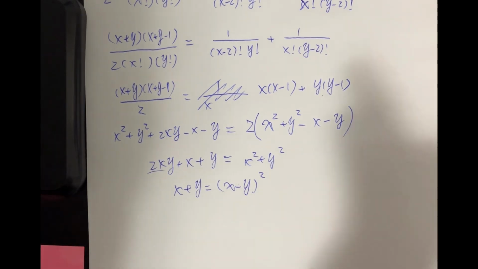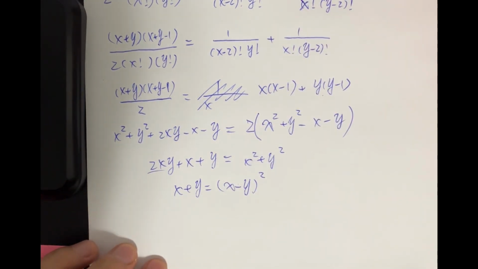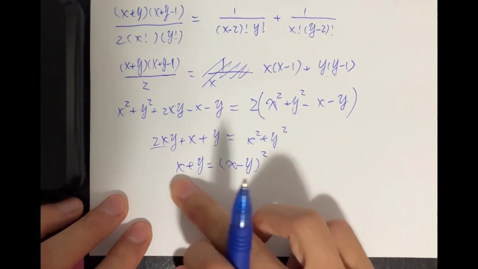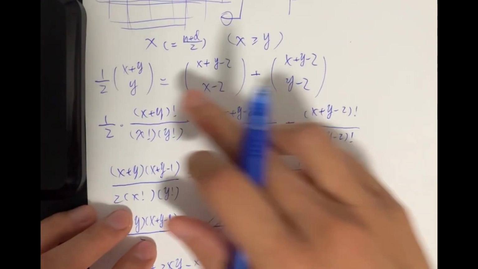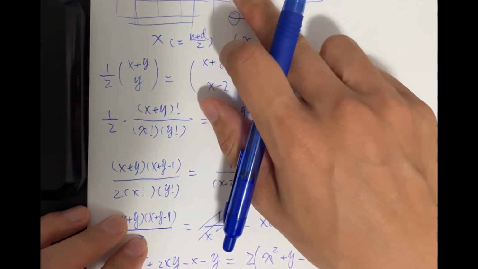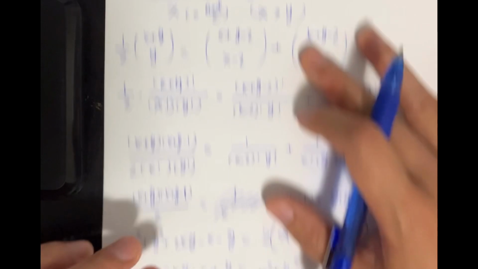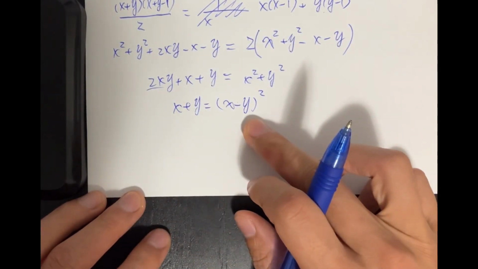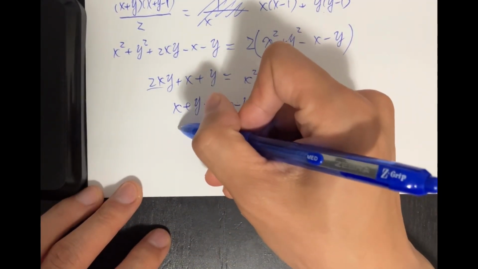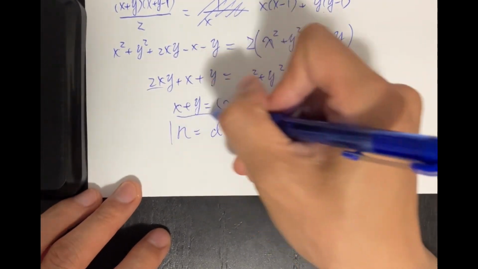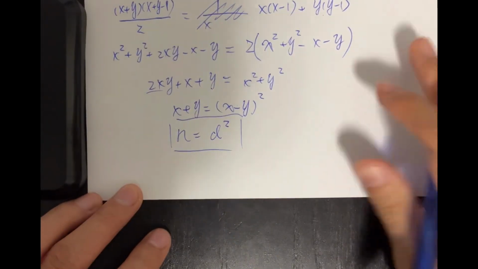And for now, what can we do? Okay, let's go back to this. By definition, what is x? After all, x is half n plus d. What is y? Y is half n minus d over here. So basically, what we've got here is that n is d squared. Yes, that's the very relationship we are looking for.